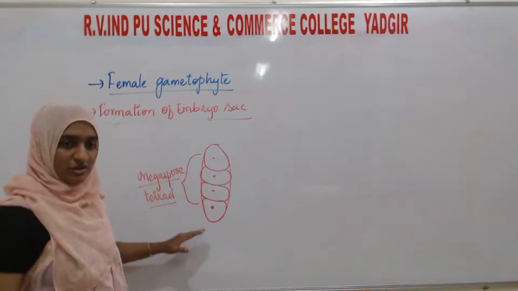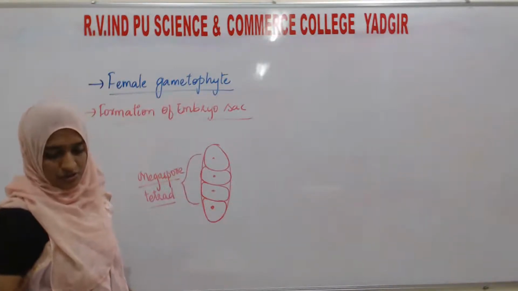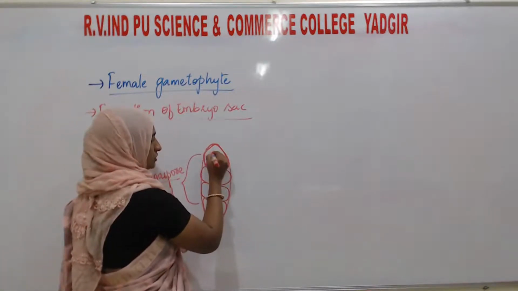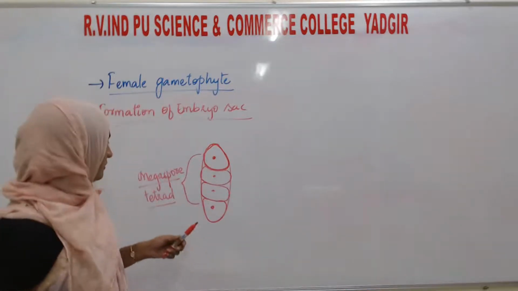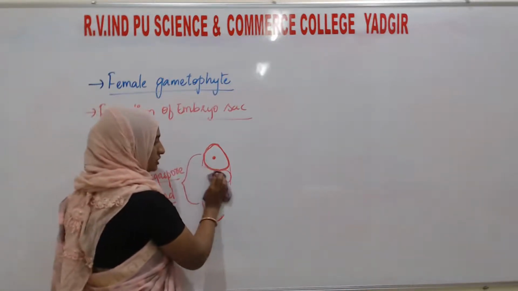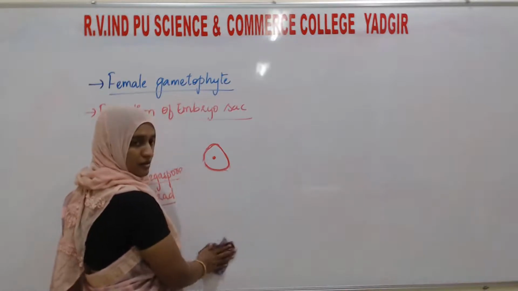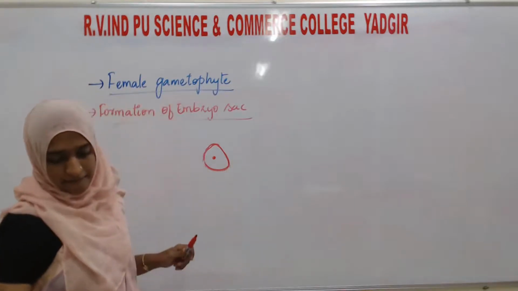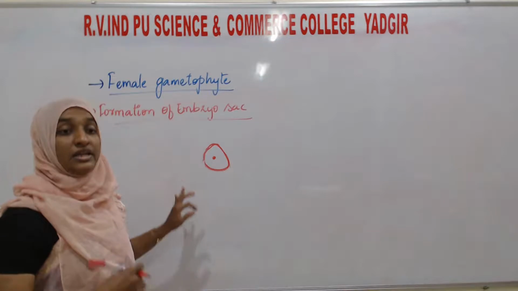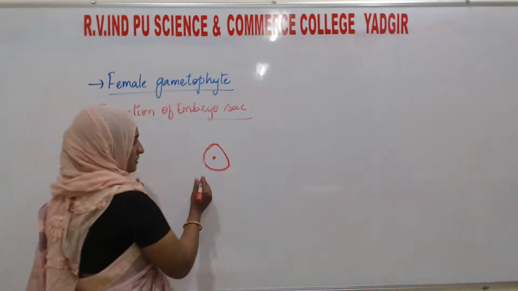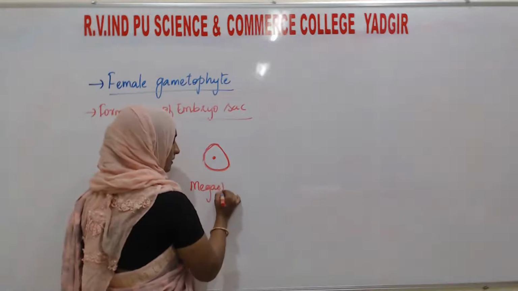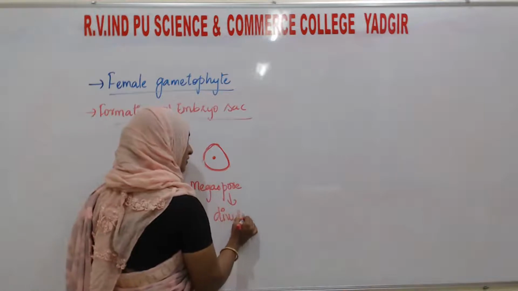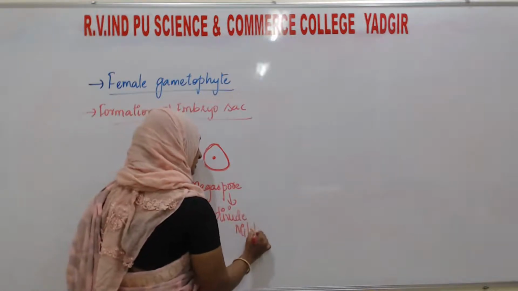Among these 4 cells, only one will be functional. For example, if this is the functional one, the remaining 3 will degenerate in this way. Only one cell will be the functional cell. This is the megaspore cell, and it will divide mitotically, not meiotically, mitotically.